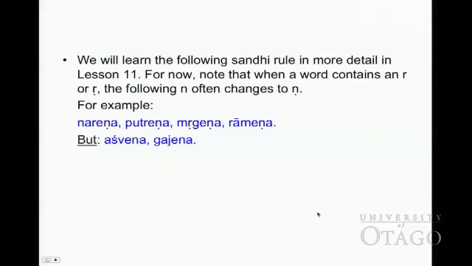We will learn the following sandhi rule in more detail in lesson 11. For now, note that when a word contains an r or ṛ, the following n often changes to ṇ. For example, narena, putrena, mṛgeṇa, rāmeṇa, that is, in front of n there is r, ṛ, and r. But aśvena, kacena, no change.